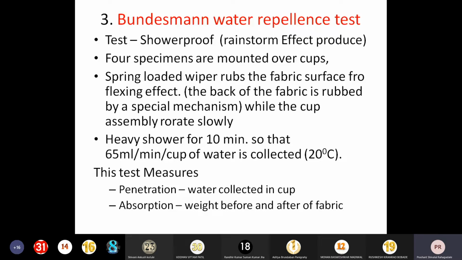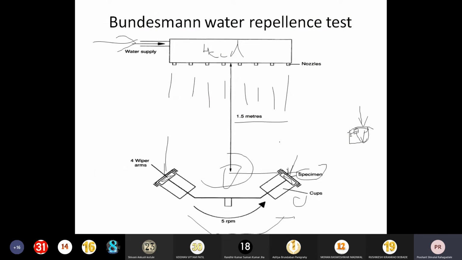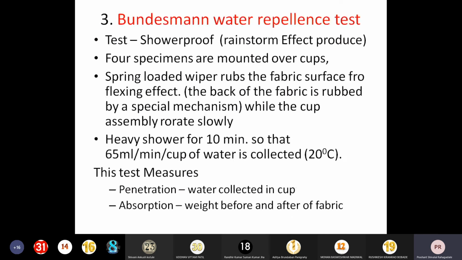Now by using this test, two fabric parameters normally we are measuring, that is penetration and absorption. What we are measuring? Penetration as well as absorption. Now penetration means what? Penetration of water through the fabric. How will we know this? The water collected in the cup is measured in milliliters.